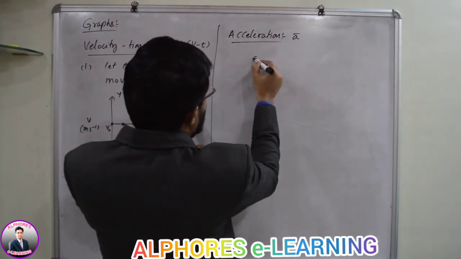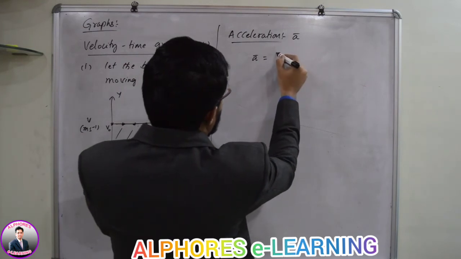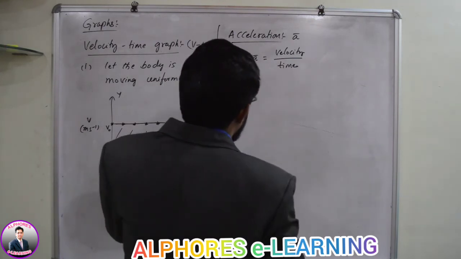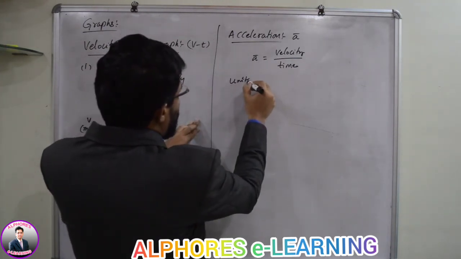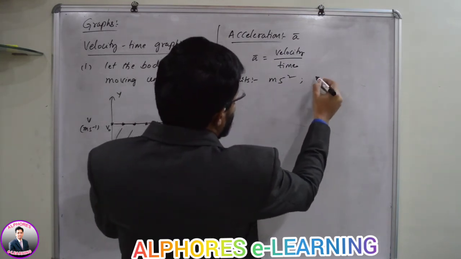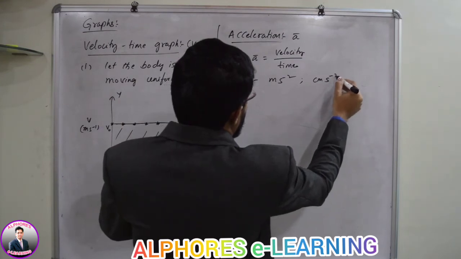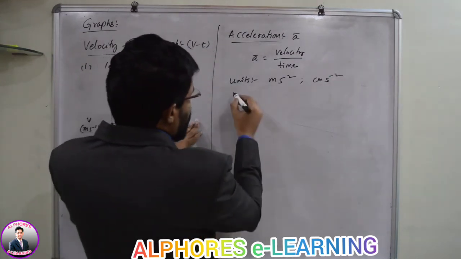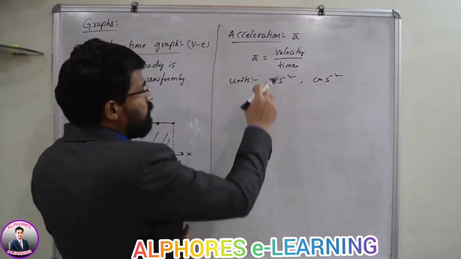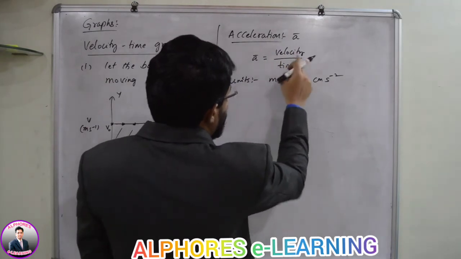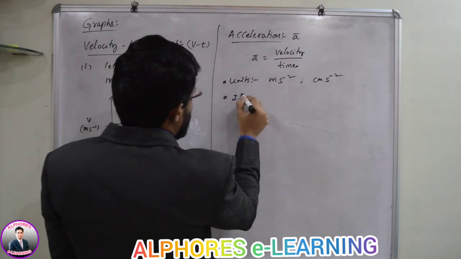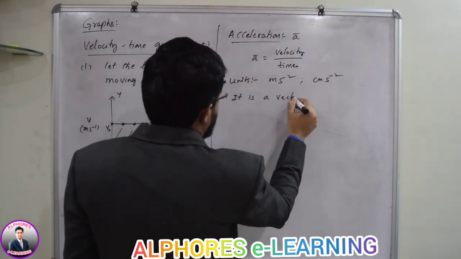Coming to its mathematical equation, you can write simply: velocity divided by time. Coming to its units, meter per second square in SI system. In CGS system, you can write units as centimeter per second square. And what kind of quantity is this? Is it a vector quantity or scalar quantity? It's a vector quantity because it's connected with velocity. This is another key point connected with this.